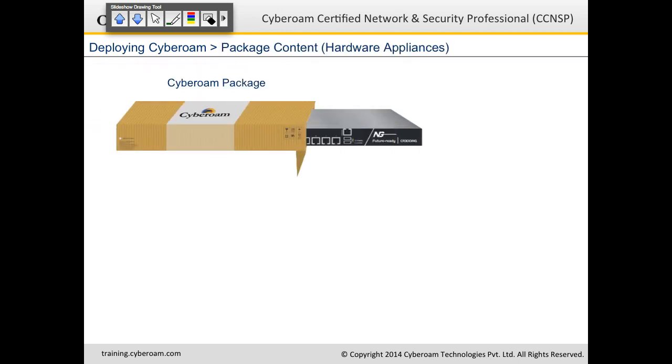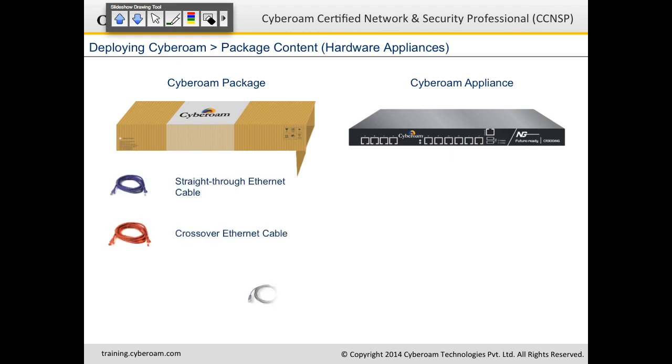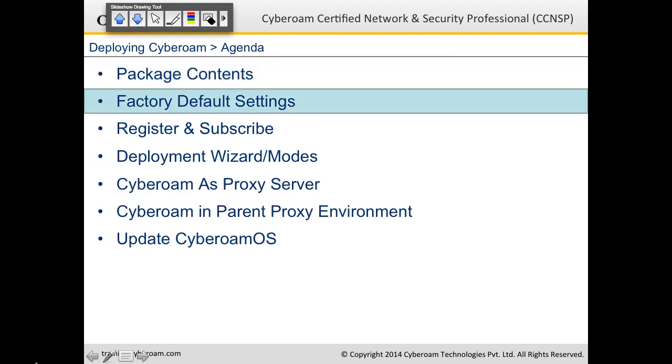So when you get the Cyberoam delivered to your office or to your home, you get the Cyberoam appliance, you get the straight through cable, the crossover cable, the power cable, the quick start guide, and the serial cable. So let's have a look at the factory default settings.